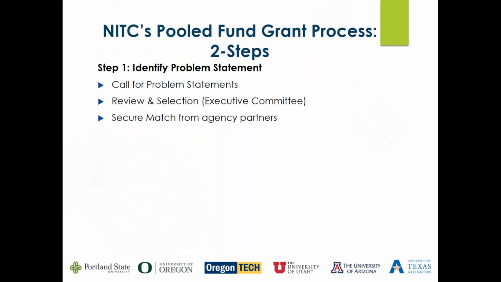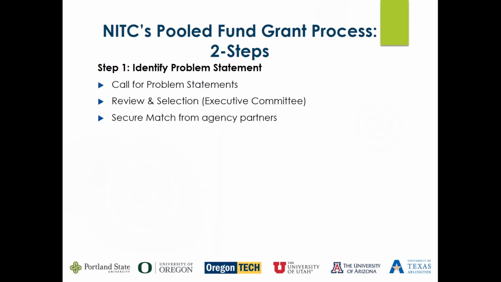All right, so the pooled fund process really consists of two steps. The first step is to identify a problem that is relevant to a region or across the country. And this is what this call for problem statements is all about. We need your input. You are the boots on the ground who knows what is needed. The deadline to submit problem statements is May 15th, but we encourage you to start a conversation with us about your ideas before then. After that deadline, NITC's executive committee will select one or two proposals for funding. That's in late May, early June.